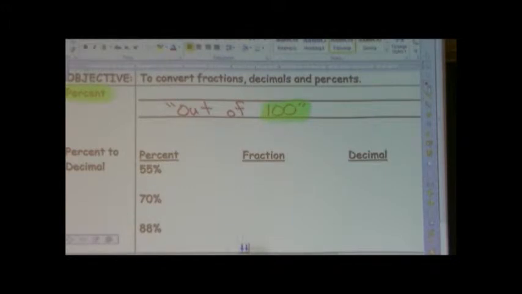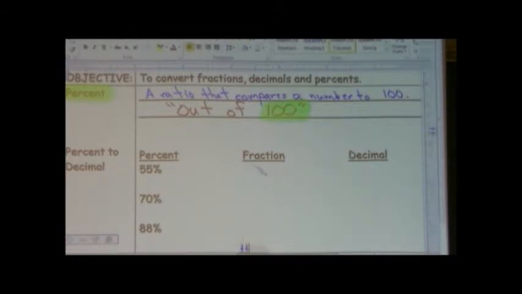Now, if you want the correct mathematical vocabulary, a percent is a ratio that compares a number to 100. That's the actual mathematical definition. Okay, so if it's out of 100, then we can write our percentages as fractions and then as decimals. Let's get some practice. Here we go.